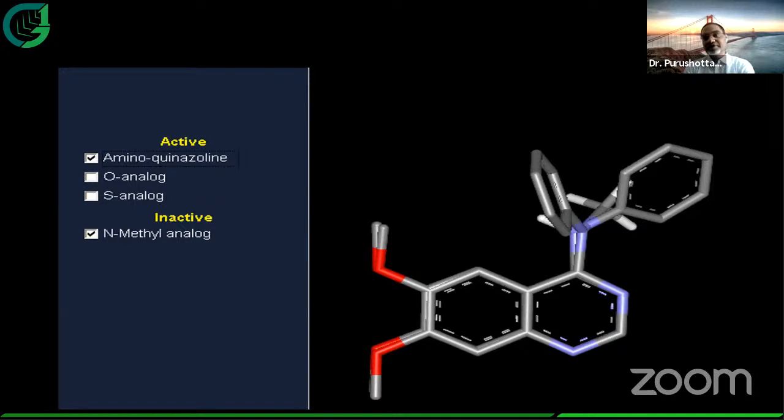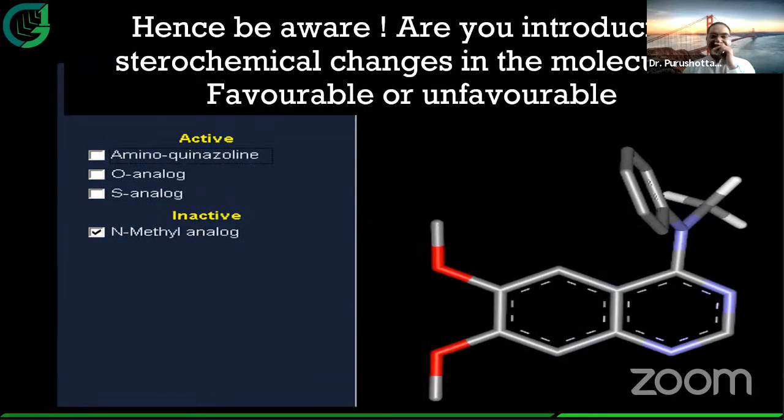This is a very unique example. You should note it, you should study it, and you should apply it in your medicinal chemistry projects. This is what the learning here is. In the next example, the inactive form of the N-methyl analog, as independently shown here, you could see the stereochemical changes in the molecule, whether this is favorable or unfavorable, that we need to certainly see. That is what I explained to you.